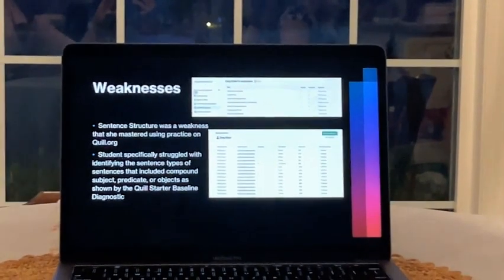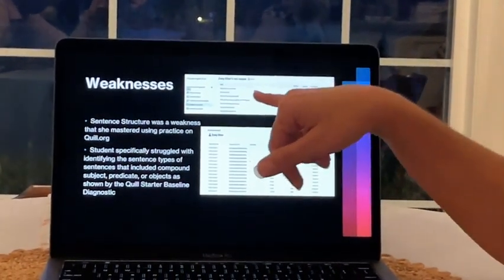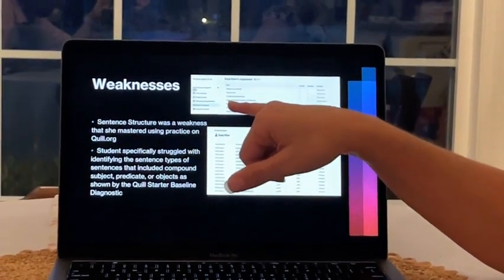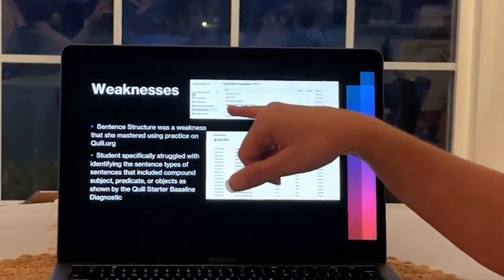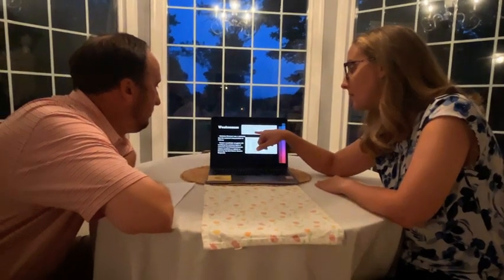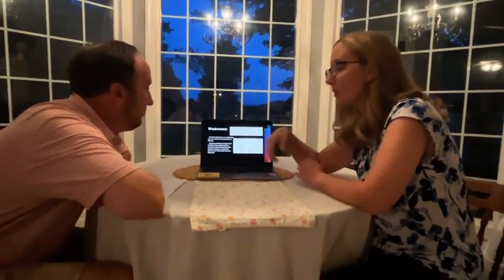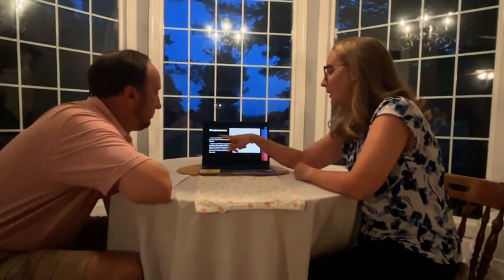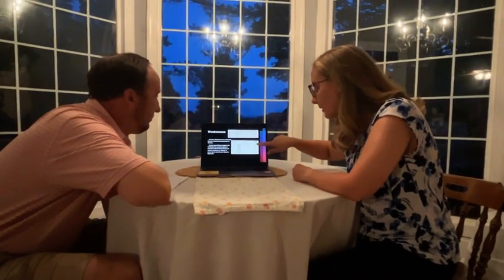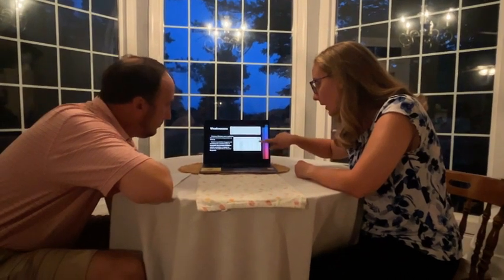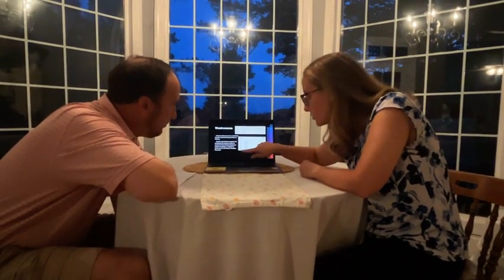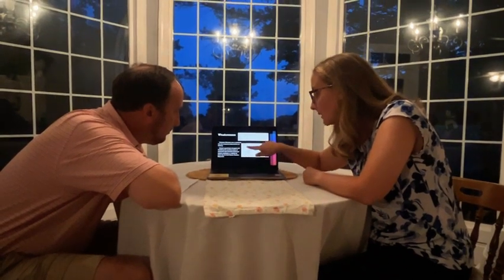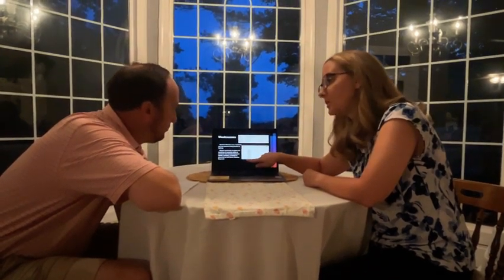That same skill was shown in her beginning starter baseline diagnostic on Quill. You can see right here, particularly in sentence structure, she struggled with compound subjects, objects, and predicates because those can make the sentences look different than other sentences. But you can see right here, all proficient on her practices, and these range from grade 3 to grade 9. So you can see that is what helped move her up to that GE of 9.